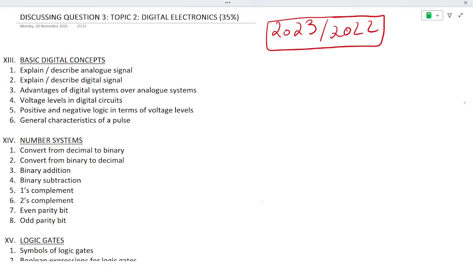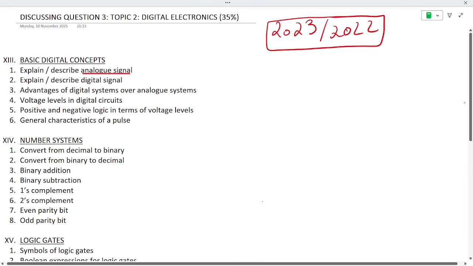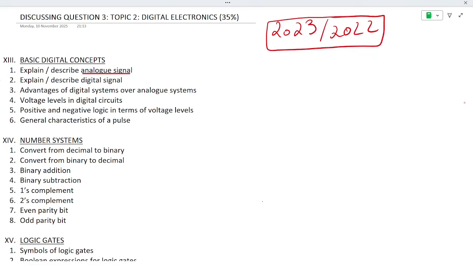In the basic digital concepts, you should study how to explain or describe an analog signal. In previous tutorials where we introduced digital electronics, we spoke deeply about this. So go to the tutorials and study, or you can use your textbook, any material that can give you a brief description of what an analog signal is and what a digital signal is. You should be able to describe or explain it.